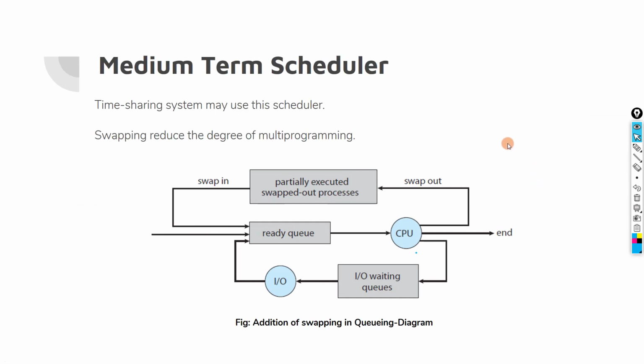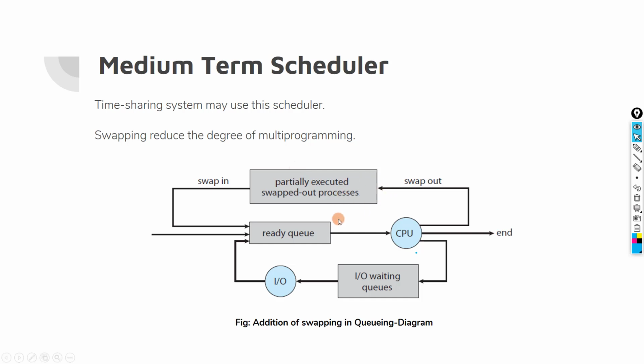And then there is another kind of scheduler, that is the medium-term scheduler. This type of scheduler is very common in time sharing systems. So what is the special feature of this scheduler? The feature is swapping. Why is swapping required? Swapping reduces the degree of multiprogramming in the operating system. Sometimes it is useful to reduce the degree of multiprogramming.